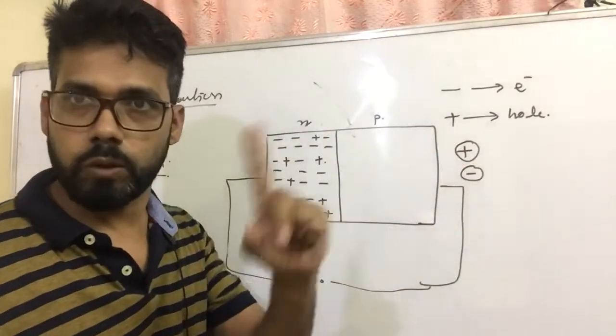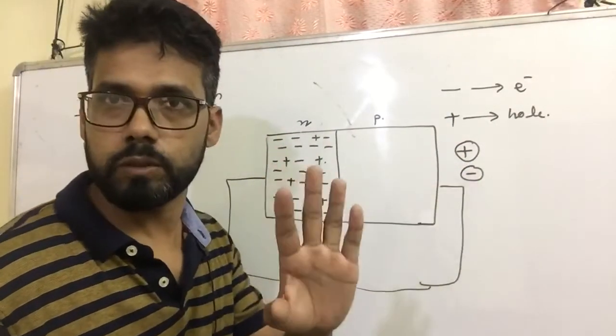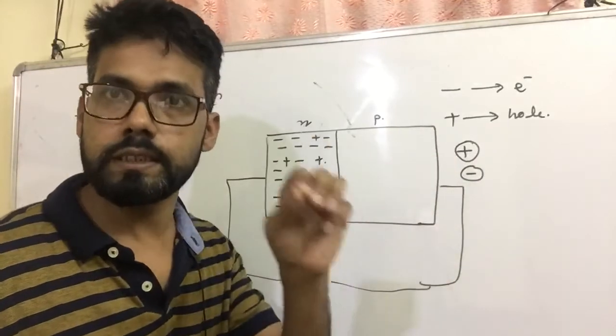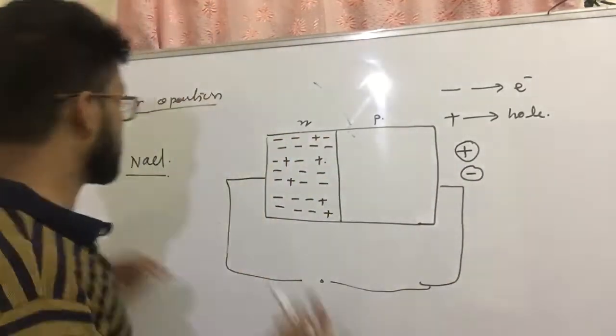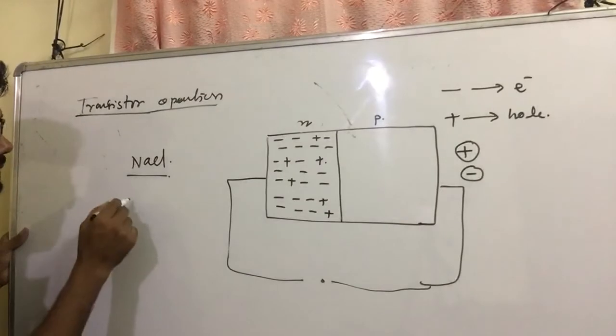Positive circle does not mean hole. Okay, don't confuse. And negative circle does not mean electron. These positive circle and negative circle mean these are the ions. Okay, how can you use sodium chloride? You see the sodium chloride.